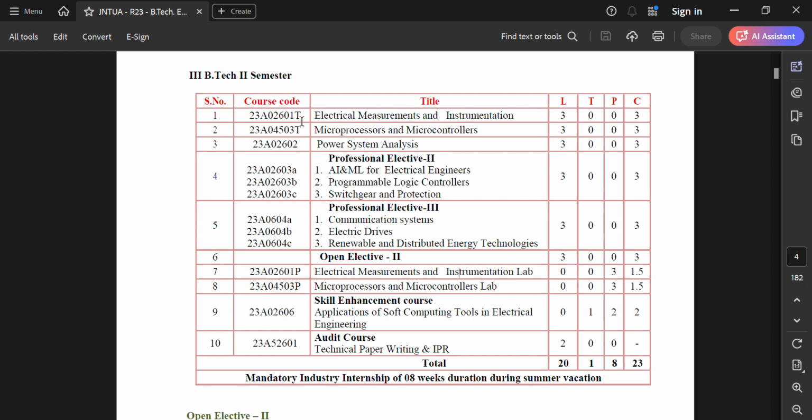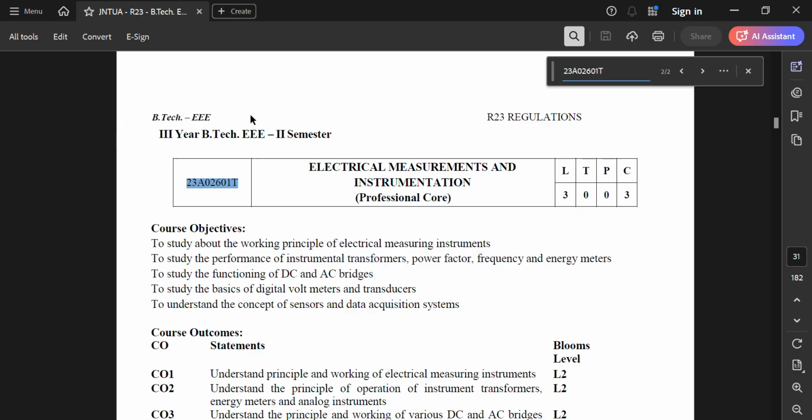First, we will see what the syllabus is regarding electrical measurements and instrumentation. This is the subject regarding electrical measurements and instrumentation.